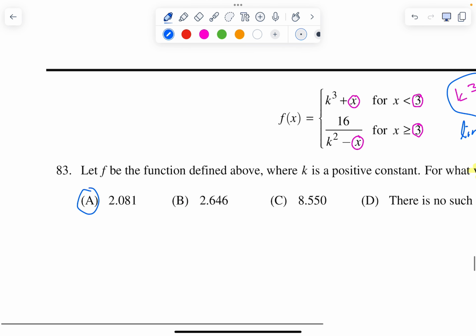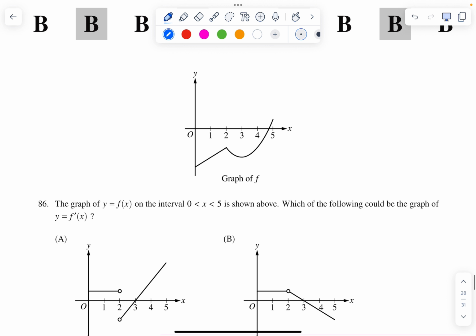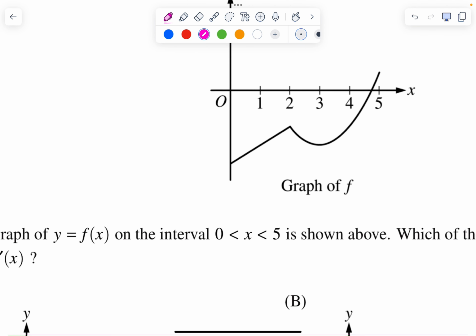All right, moving on to number 26. Everyone go to number 26. All right, Darius, let's read number 26, please. The graph of y equals f of x on the interval 0 less than x less than 5 is shown. Which of the following could be the graph of y equals f prime of x?